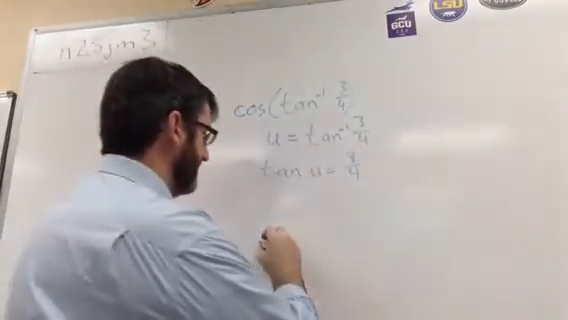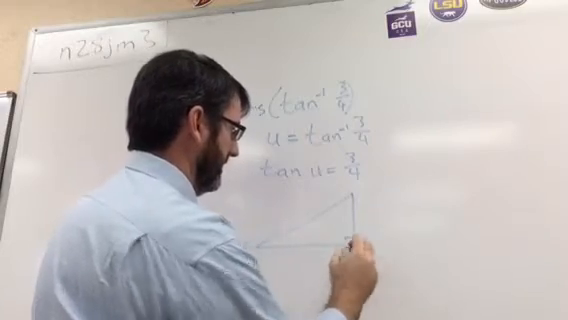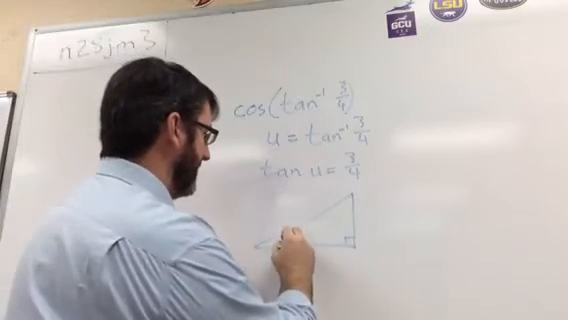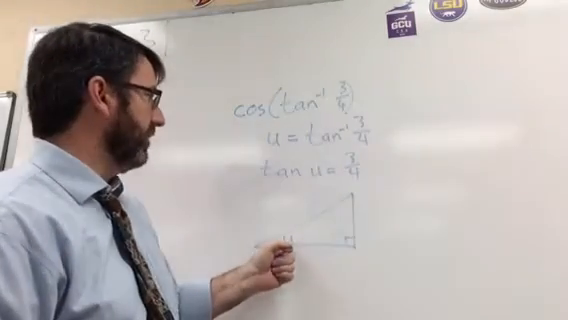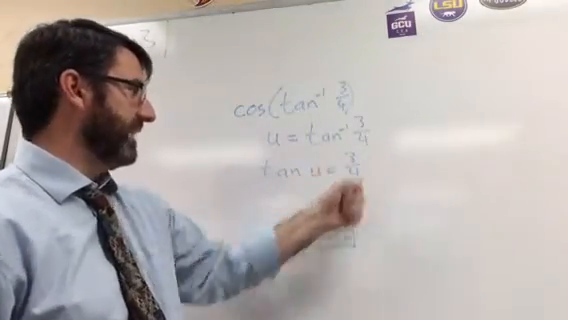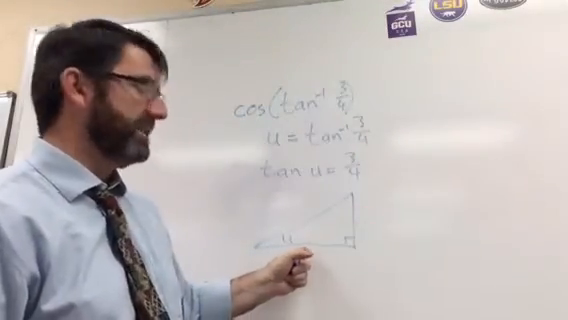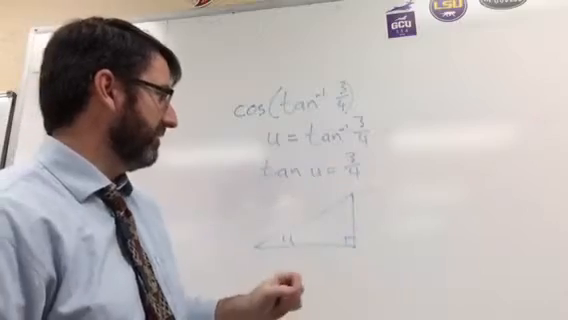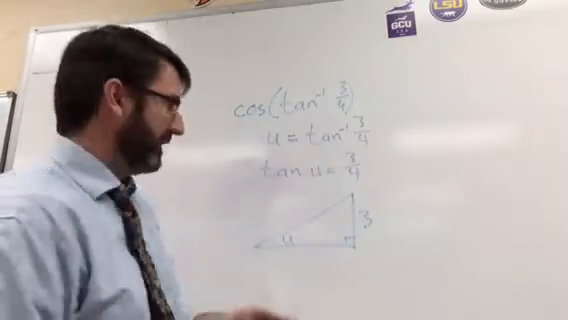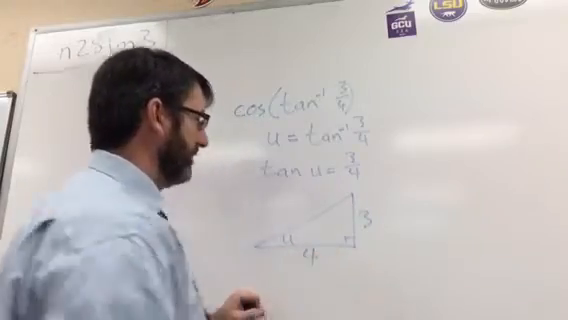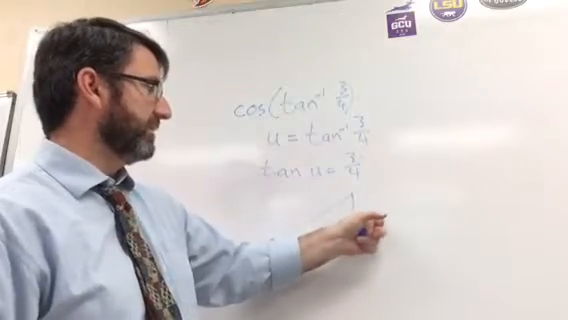And that's helpful because now we can draw our little right triangle here. And we're going to call this angle u. And so we know that whatever u is, the tangent has got to be equal to 3 over 4, which means that the opposite side over the adjacent side is equal to 3/4. So let's set the opposite side equal to 3 and the adjacent side equal to 4. So now we can see that the tangent of u is equal to 3 over 4.